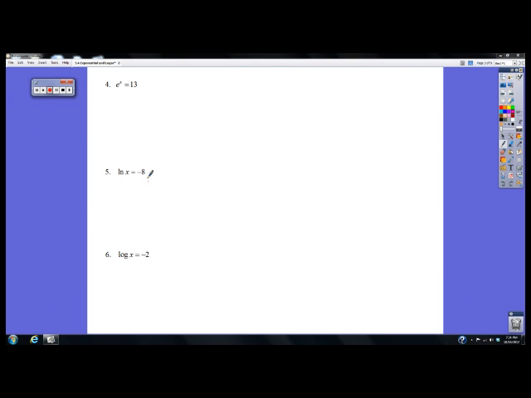When we look at number 4, it starts out as an exponential equation. It doesn't look like there's any one-to-one property to help us there, but what we can do is change this to logs by doing our left, right, left. So I would have log base e of 13 equals x. And we talked about what log base e represents. Remember, that means natural log of 13 equals x.